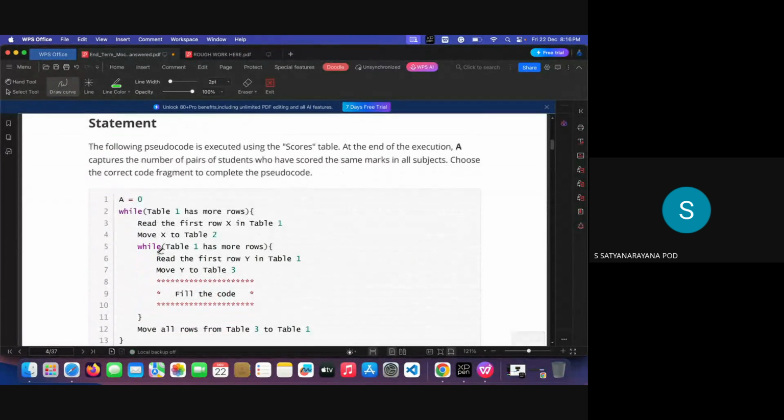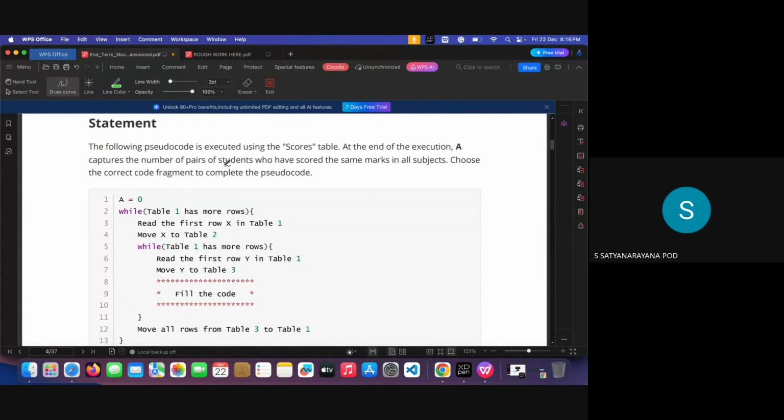So now we are going for the third question. The following code is executed on the scores table. The scores table contains student scores, of course for 3 subjects. At the end of the execution, A captures the number of pairs of students who have scored the same marks.